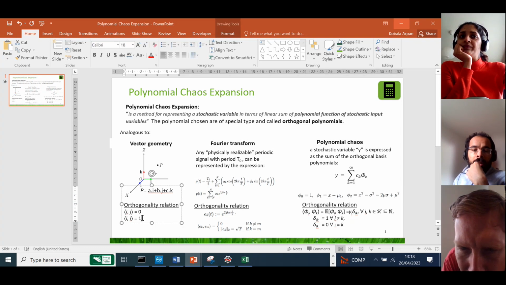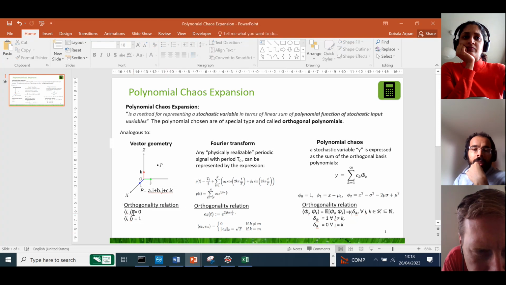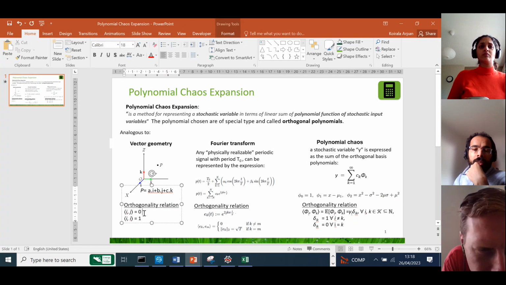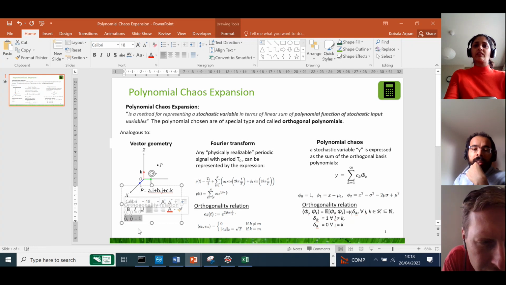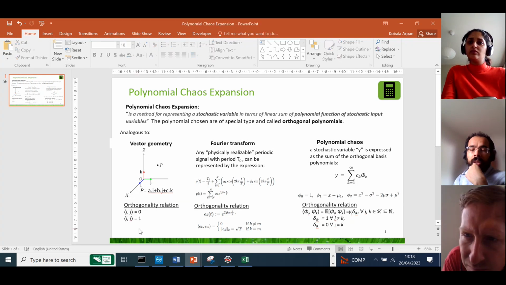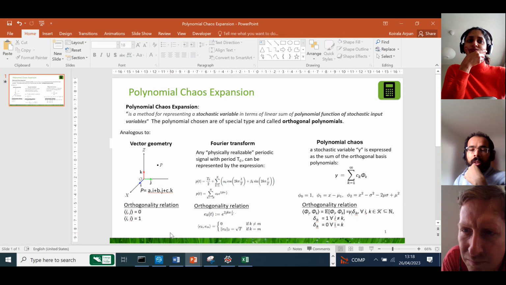So the good relation here is if you do this tensor product between these polynomial bases, if they are different bases, then this inner product will always be 0. And if it is the same base, then the inner product will be some positive scalar. So in this case, it is 1 because it's not only orthogonal but also orthonormal.